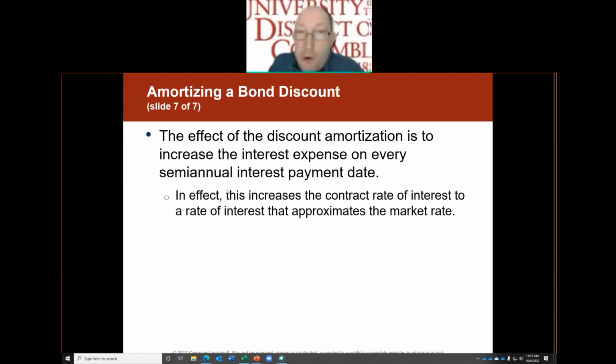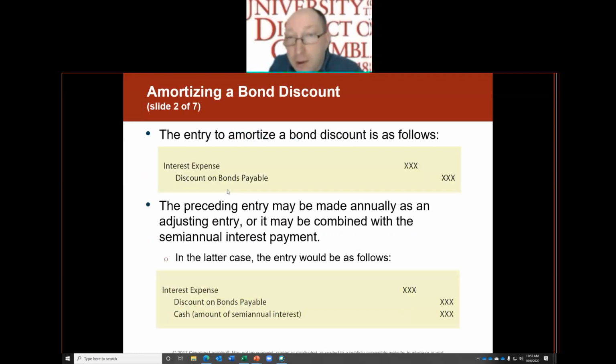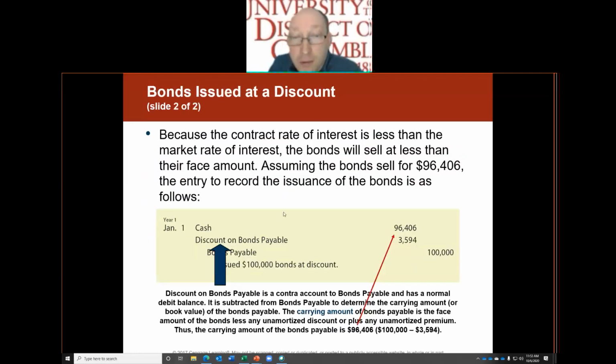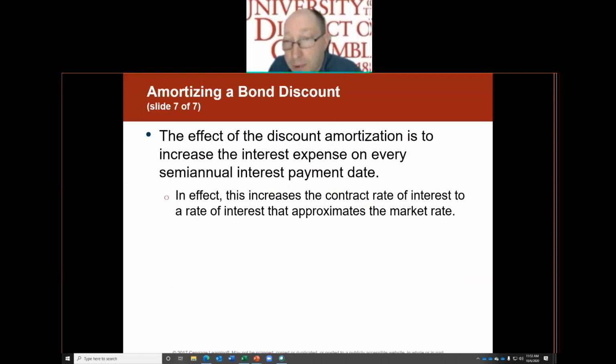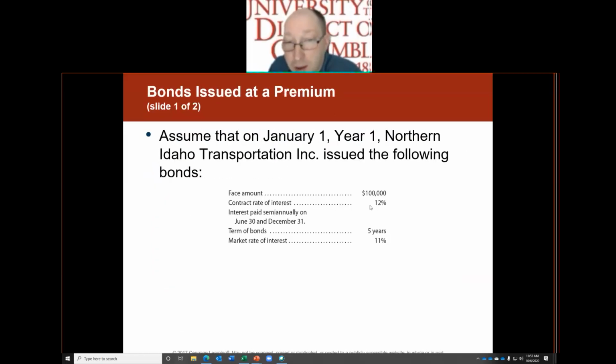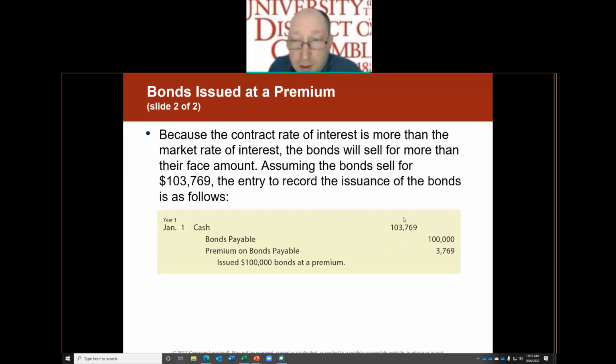So before we looked at it from a discount rate, right? And when we looked at it from a discount, we received less cash because it's discounted. We record the difference as a discount, and the face value still has to be repaid as bonds payable. But now it's at a premium, which means that our interest rate is higher than the market rate. Because of that, we're going to receive more cash at a premium.